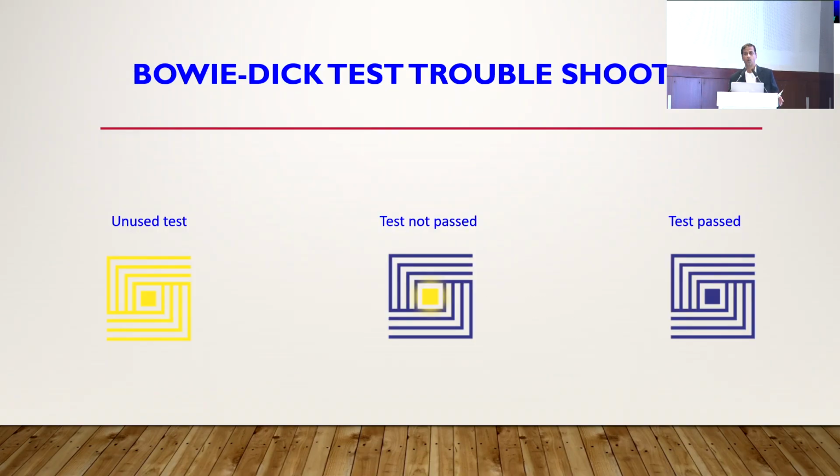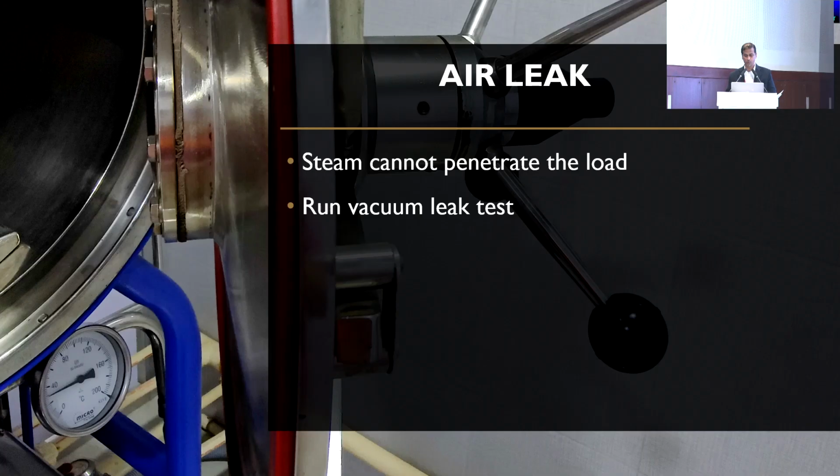This is how a Bowie-Dick changes. There are different colors from different brands. It's from white to black or from yellow to blue. It doesn't matter, but the only thing is that the change in color has to be uniform. As you see, in the one in the middle, the center part has not changed color. This means that the Bowie-Dick test has failed. The change in color has to be uniform throughout the test.